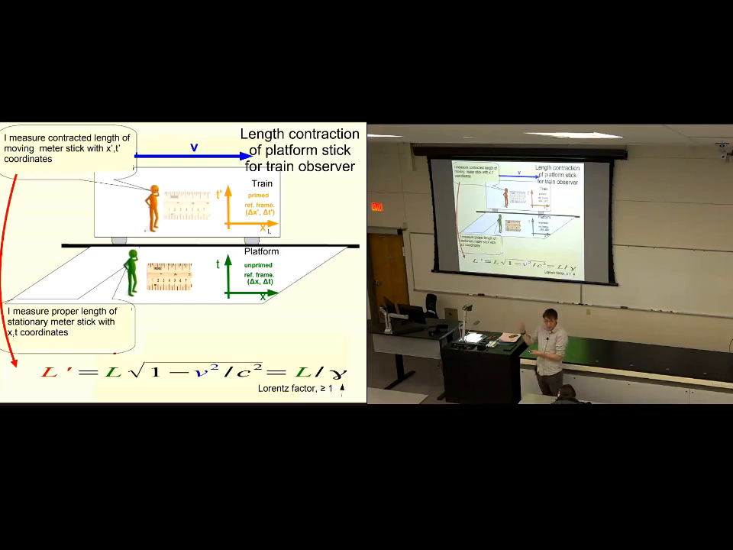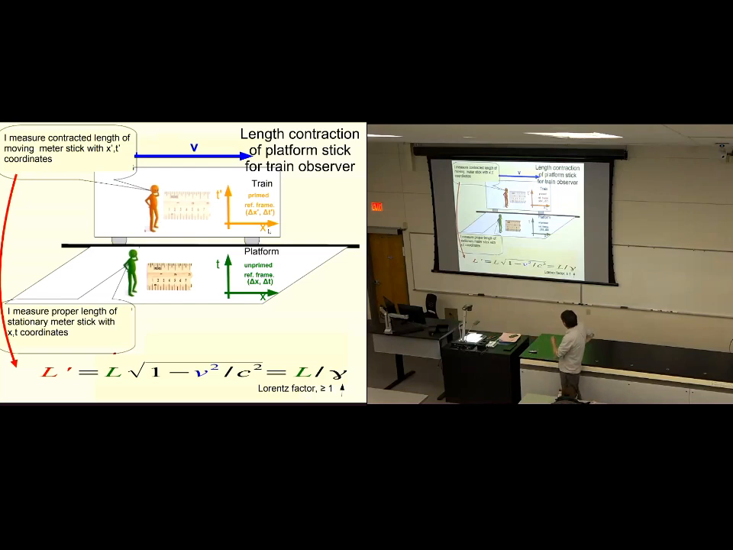They're going to measure the proper length of the platform meter stick. We'll discover through this equation that the train observer, in orange here, is going to see the platform meter stick moving. It's going to be moving towards the left. They see the moving meter stick as not having the proper length, but rather having a shorter length. It's length contracted. This is the sort of spatial equivalent of time dilation.